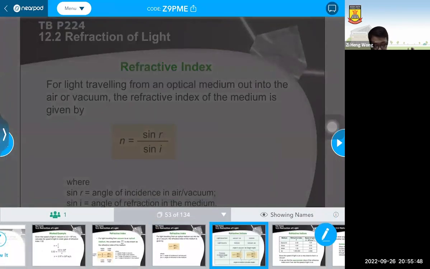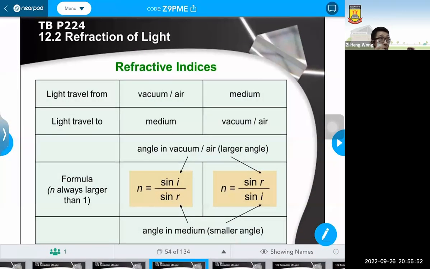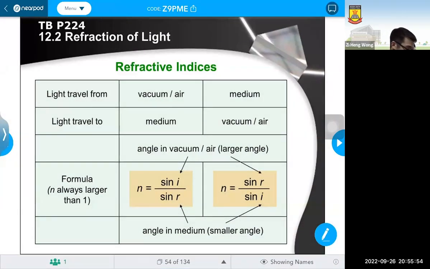So, put side by side to compare. This slide is not from the textbook; I created it myself.